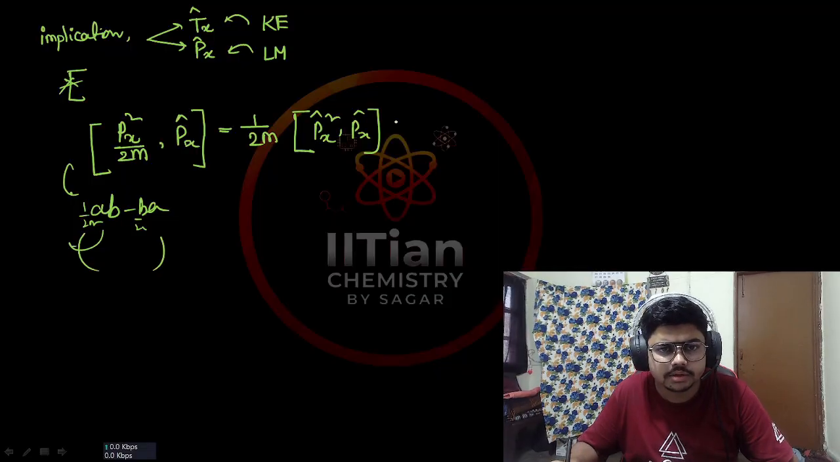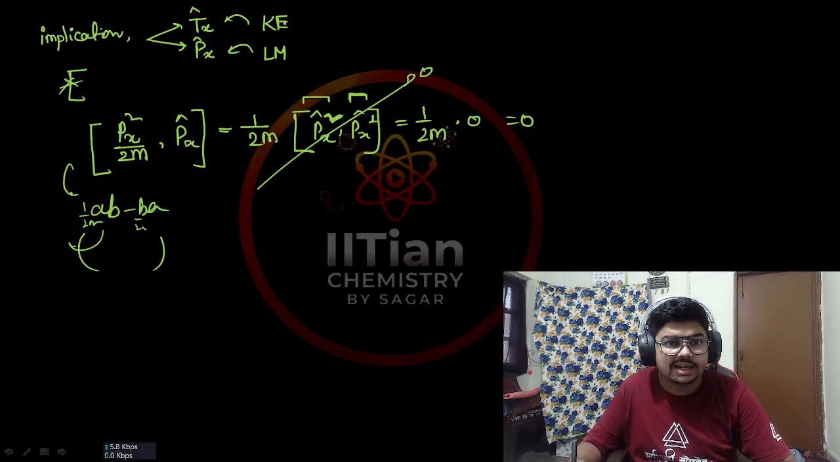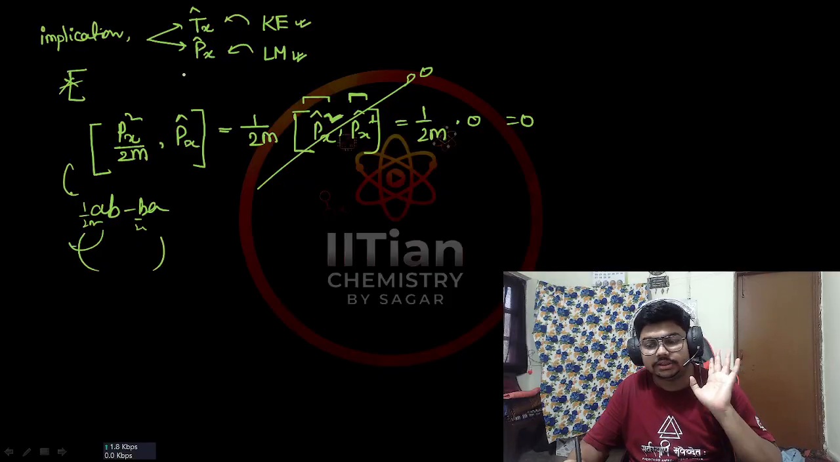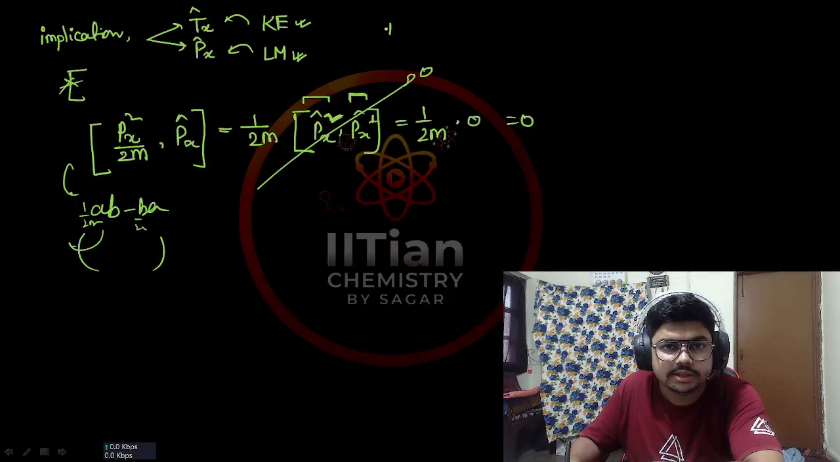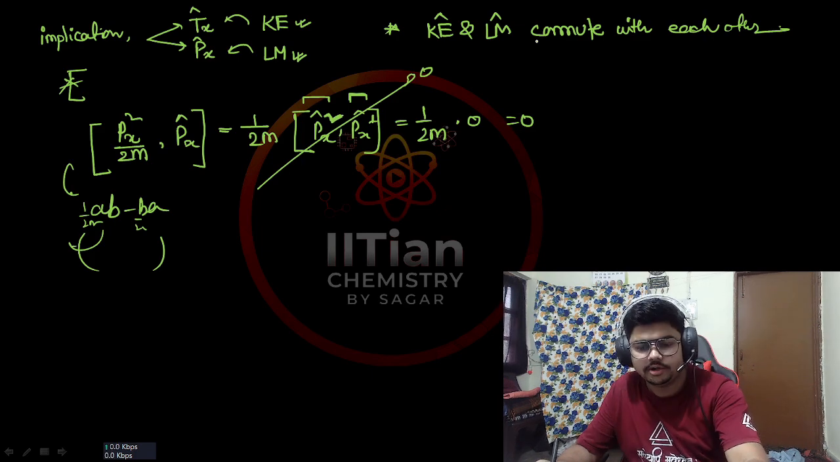Fine, no problem. This is basically 1 by 2m, and we know that any operator and its power, operator to the power 1 and its power 2, commute with each other. That means this commutator's value is 0. That means the kinetic energy operator and linear momentum operator commute with each other. So just write the statement: kinetic energy operator and linear momentum operator commute with each other. Okay, got it?